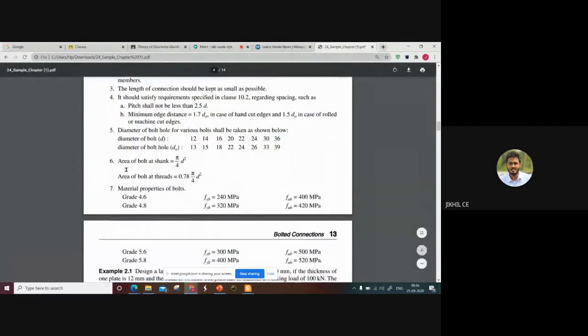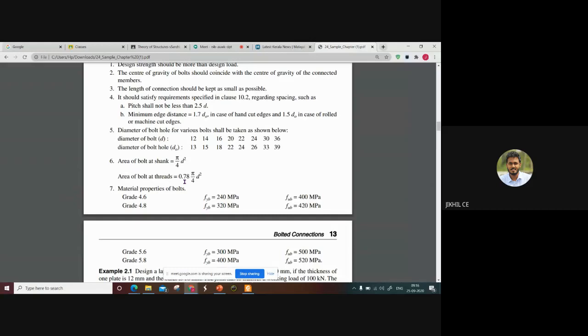And we have the area of bolt at shank equal to pi by 4 into d square, and the area of bolt at threads equal to 0.8 times. I told you, of the total cross sectional area, 0.8 times the cross sectional area will be the area of bolt at the threads, 0.78, approximately equal to 0.8 into pi by 4 d square or pi r square.